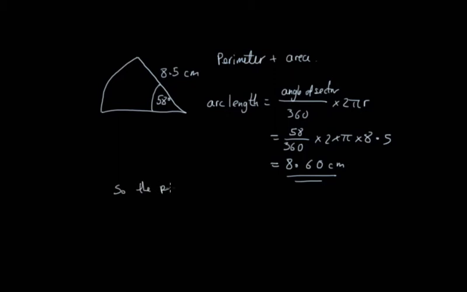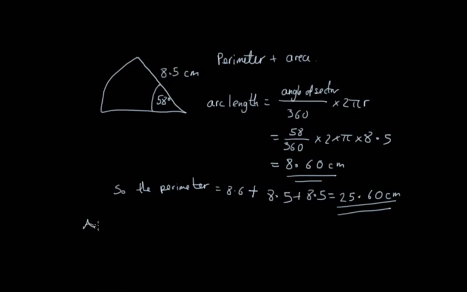So the perimeter is going to be 8.6, add this length, which is 8.5. Because this is a sector from a circle, this also must be 8.5 plus 8.5, and that will give us 25.60 centimeters, and that's to 4 significant figures.